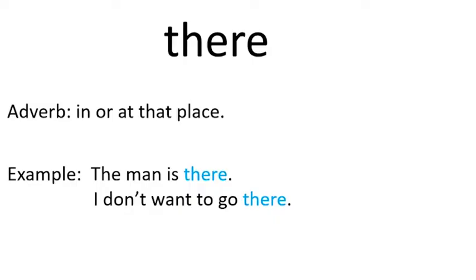There, their, and they're. These three are very confusing, and when I was little, I got these wrong on my spelling test, and it still infuriates me. The first there is an adverb which means in or at that place. This word there is indicative of location. You can tell that because it has the word here in it. If you want to remember, it has the word here in it, so here is related to location. And an example would be, the man is there, or I don't want to go there.